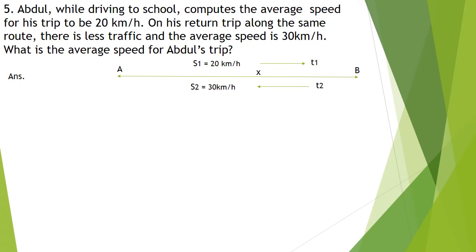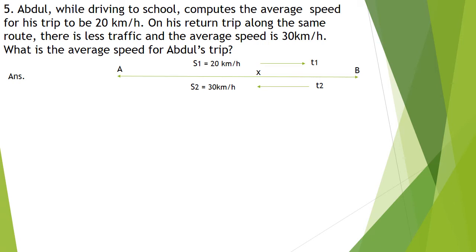Children, now let us do a question from our textbook exercise. Abdul, while driving to school, computes the average speed for his trip to be 20 km per hour. On his return trip along the same route, there is less traffic and the average speed is 30 km per hour. What is the average speed for Abdul's trip?